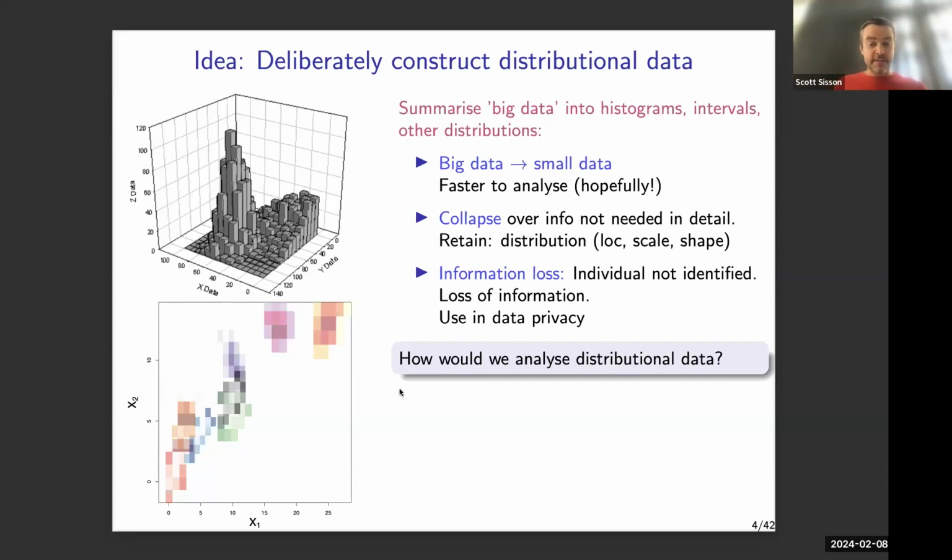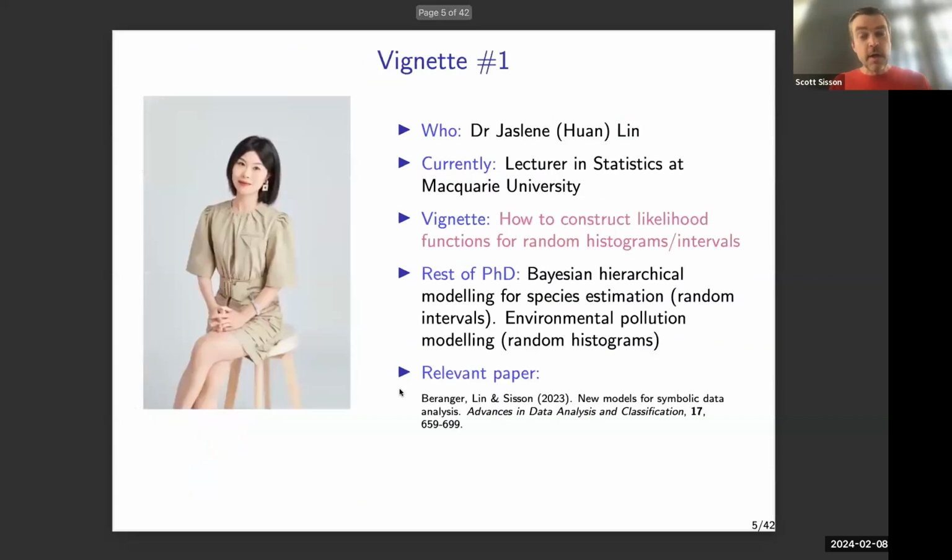So the question really is, given this concept, how then might we analyze data that come in distributional form? For most of this talk, when I say distributional form, I'm going to be focusing on histograms, but a lot of the results that we have generalize to other distributional forms. So the first vignette is work done by Jasleen. She got her PhD a few years ago now, and she's currently working as a lecturer in statistics, or maybe statistics and data science, at Macquarie.